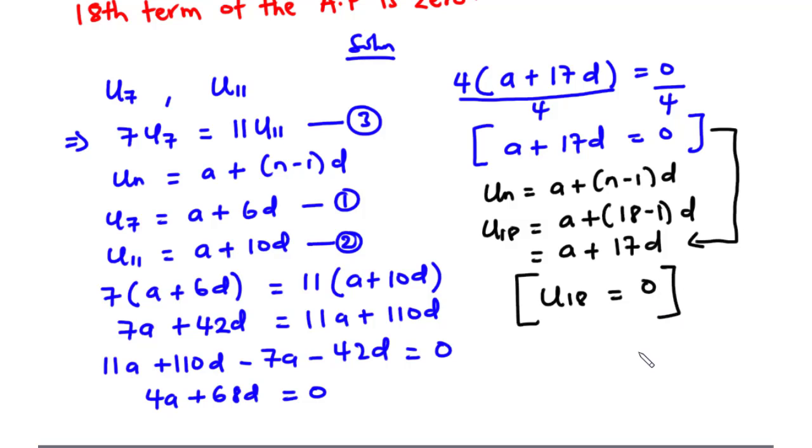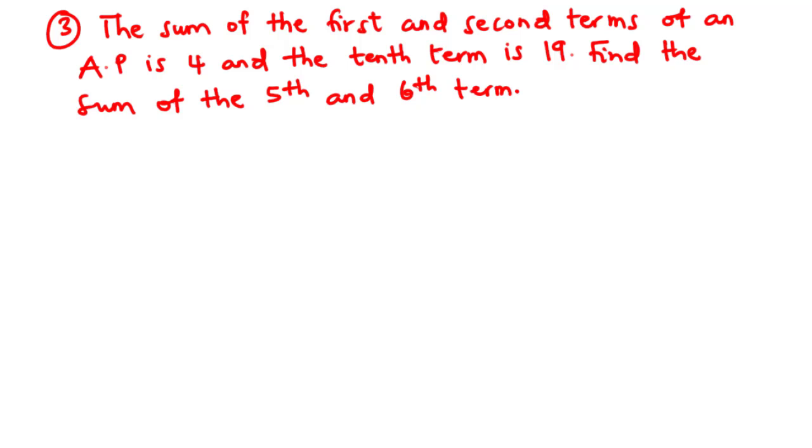Let's solve our last example. So for the last question, the sum of the first and second terms of an AP is 4, and the 10th term is 19. Now we are going to find the sum of the 5th and 6th term.